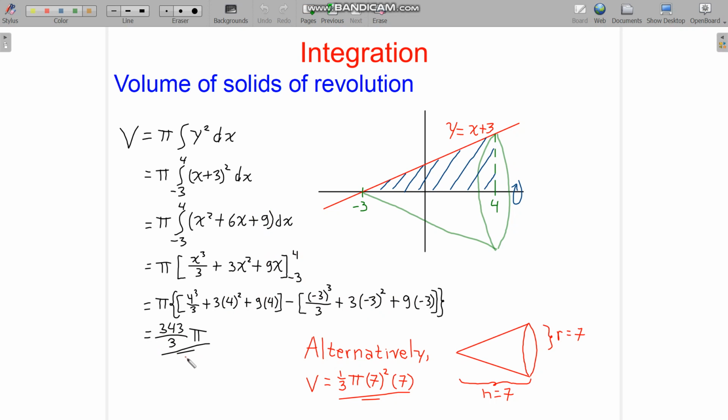Now alternatively, this is just a cone. We can just use the primary school formula, which is one third base area times height. The base is a circle, so the area of a circle, the radius is, well, to find the radius, you see, when the x is 4, you plug in here, the y is 7. So the radius or this length here is 7. So the volume is 1/3 pi r squared h. The h is from minus 3 to 4, which is also 7. So radius is 7, the height is 7. We get exactly the same result.